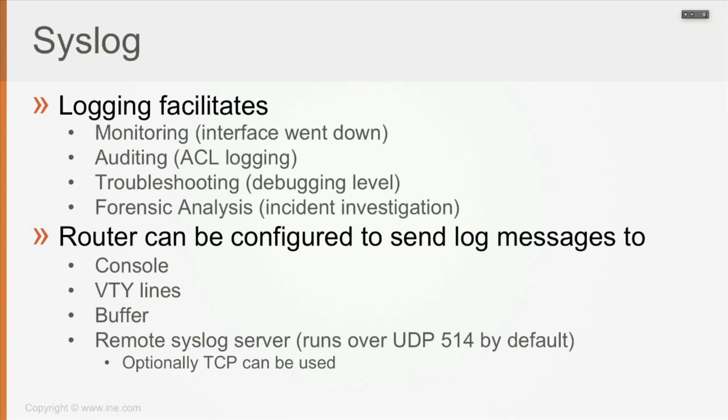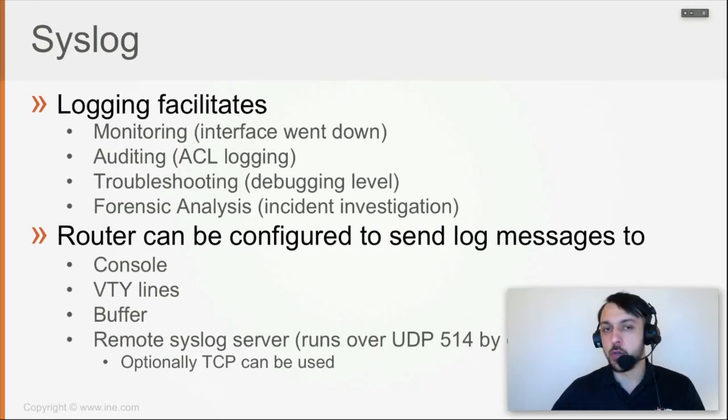Either way, when you send log messages to a remote Syslog server, they are sent over UDP port 514 by default. Optionally, you can change the UDP port number, or you can transition over to TCP instead of UDP. So now, why would you use TCP instead of UDP? Not all Syslog servers support TCP transfer for Syslog messages.